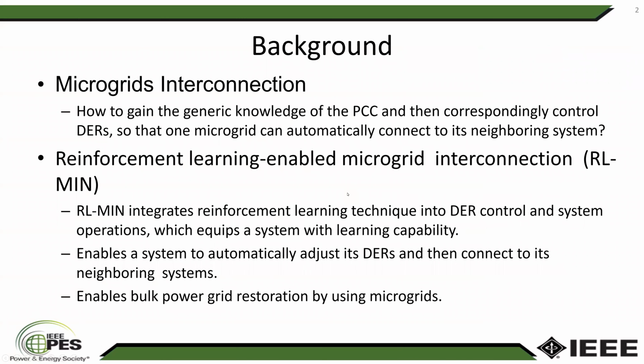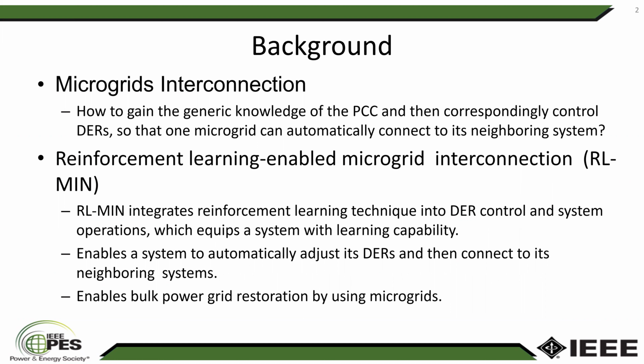First of all, let me briefly introduce our research motivation: why we want to connect microgrids together. We know resilient operations of the electric power system has become one of the major concerns in power engineering. One promising solution is to connect multiple microgrids together to let them support each other and energize a large-scale area. So one question is how we can get the generic knowledge of the power at the point of common coupling, so that we can correspondingly control distributed energy resources to automatically connect one microgrid to its neighboring system.